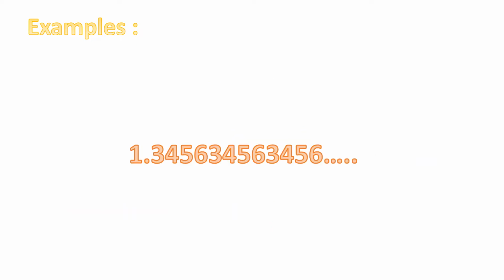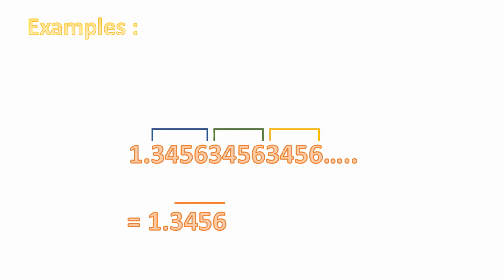So my next example is 1.3456, 3456, 3456, right? Now looking at this example, we can see that the numbers 3456 are repeating, right? So since the numbers 3, 4, 5, 6 are repeating, I can write this number as 1.3456 bar, okay? As you can see, this bar represents that this sequence of numbers, that is 3, 4, 5, 6, is going to keep on repeating, okay? So that means we have got a repeating type of decimal, right?